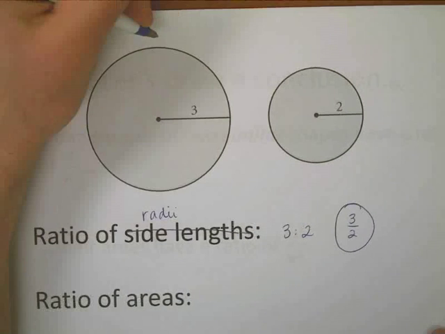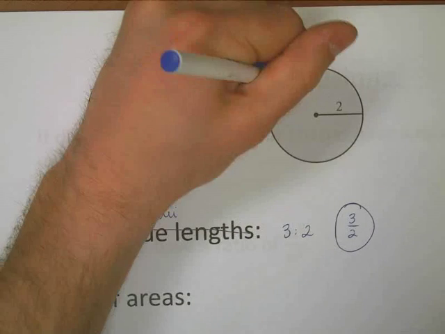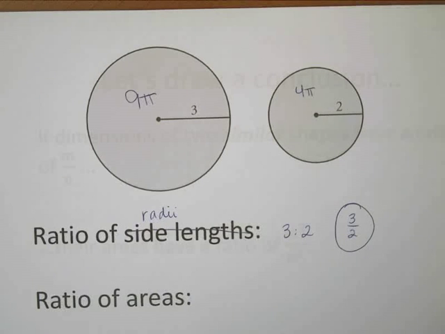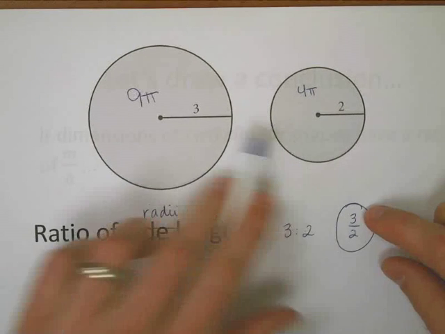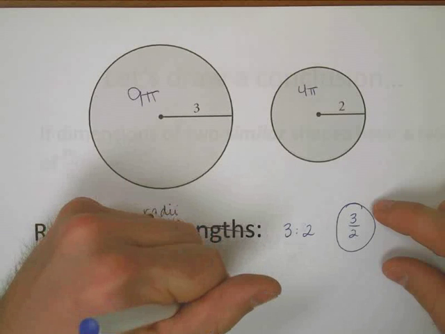But if I calculated the area, knowing that it's pi r squared, the area of this thing on the left is a 9 pi, and the area on the right is a 4 pi. So it's not a 3 to 2 relationship, it's a 9 to 4 relationship.